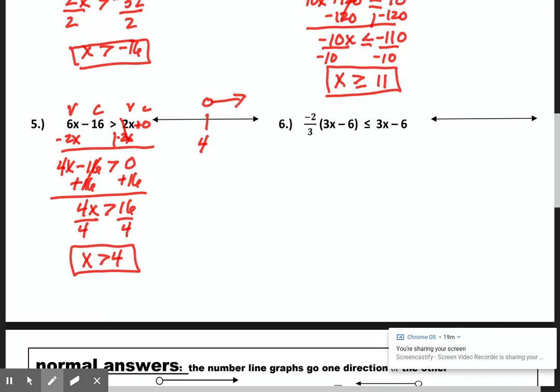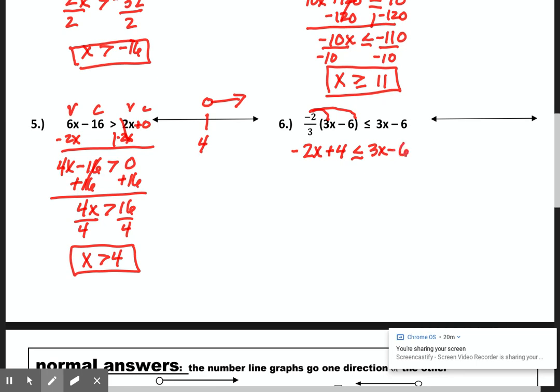All right, let's go ahead and take a look at problem 6. Here we have a fraction. Don't freak out when you have a fraction. Just multiply and divide. So negative 2 times 3 is negative 6. Divided by 3 is negative 2x. Negative 2 times negative 6 is 12. 12 divided by 3 is 4. Just as simple as that. Bring down the rest here.